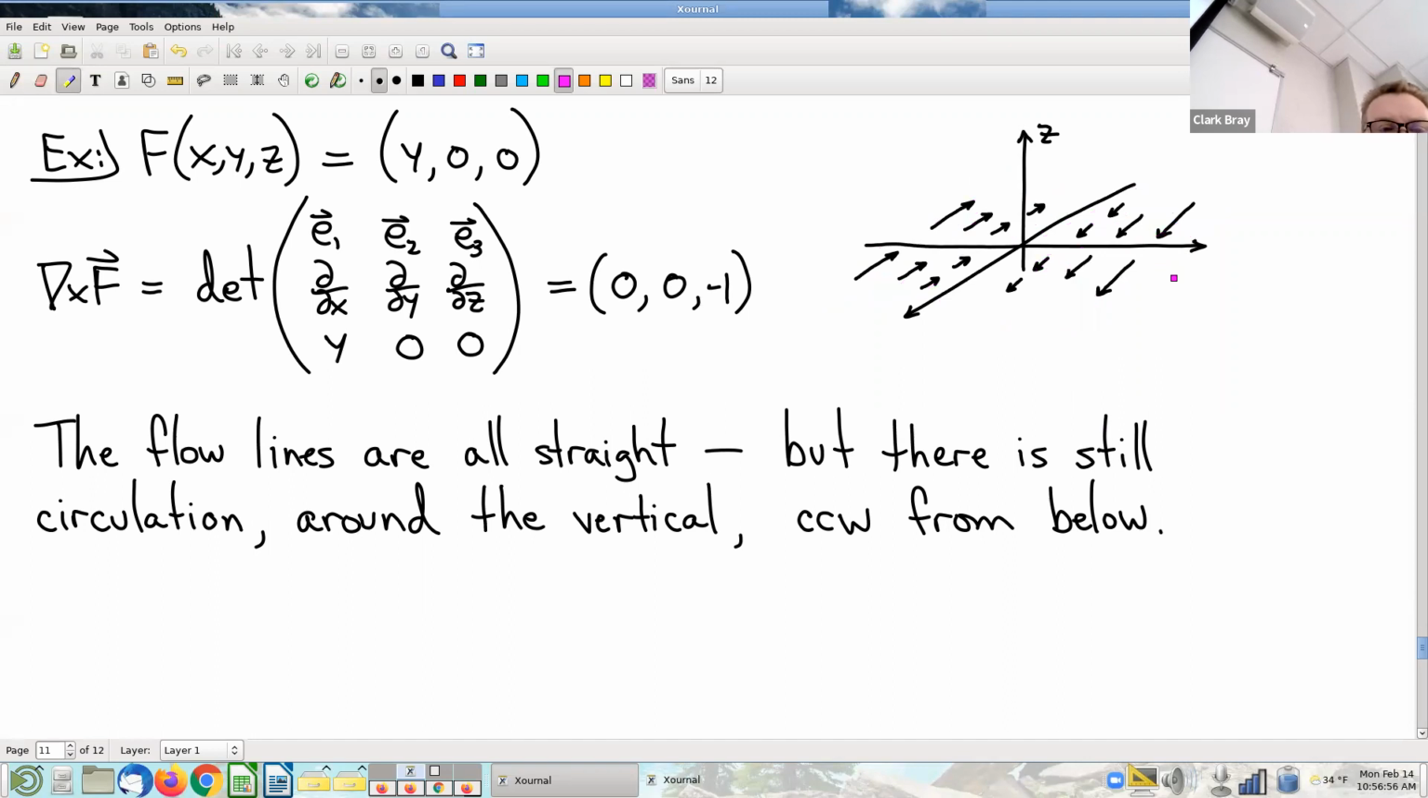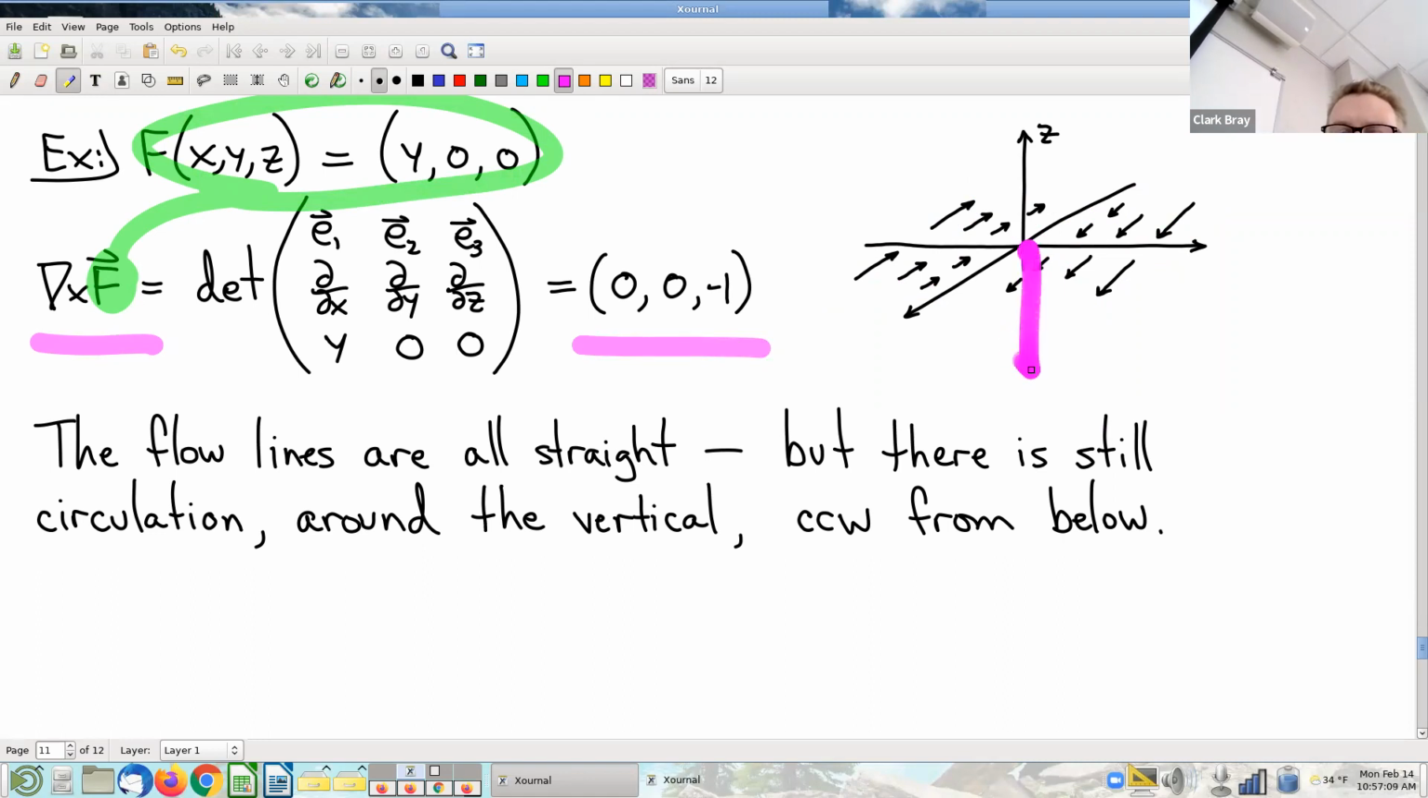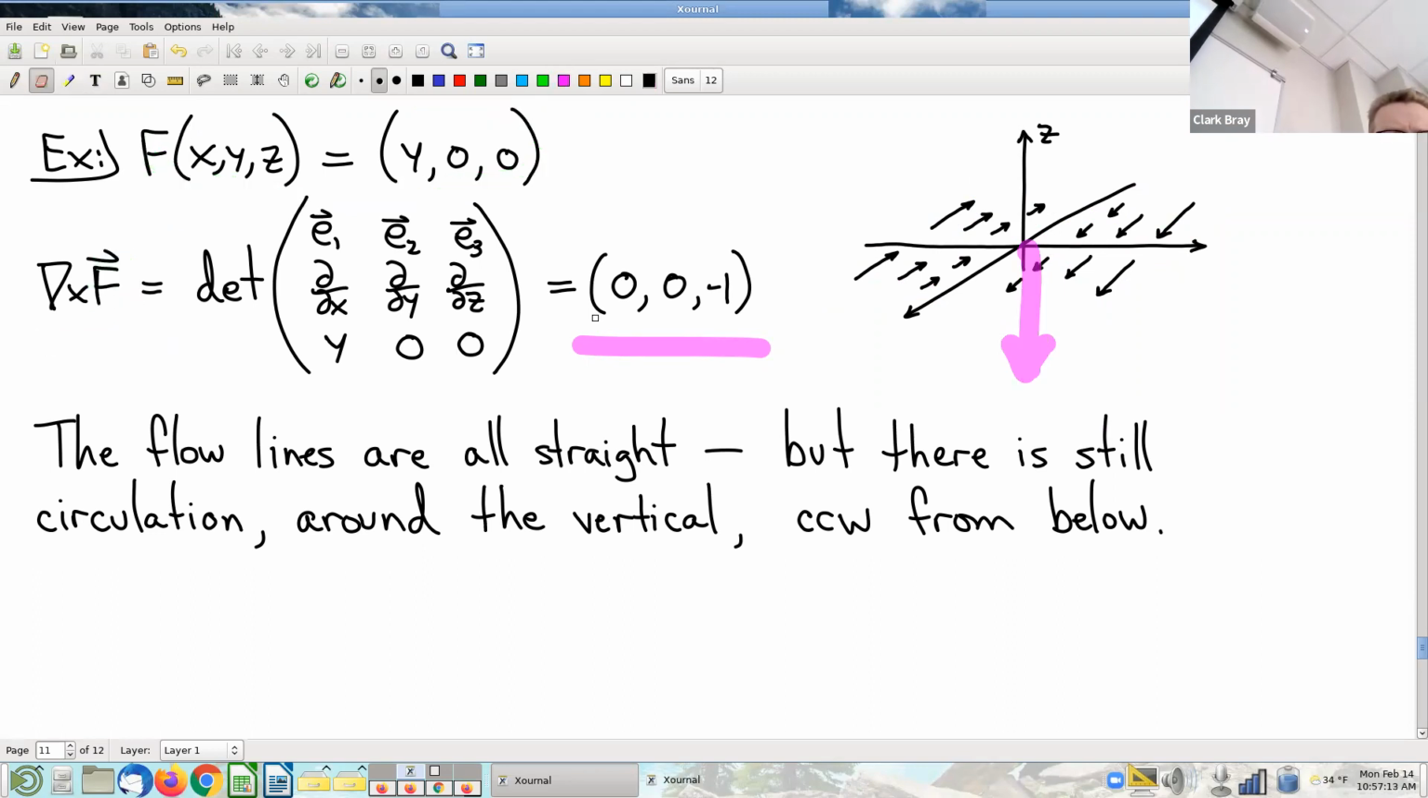But if you take this vector field and compute the curl, the curl does not give you 0. The curl points down. So how does that make sense? How is that at least consistent with the idea that what curl measures is this kind of circulation of the vector field? And I appeal as follows.